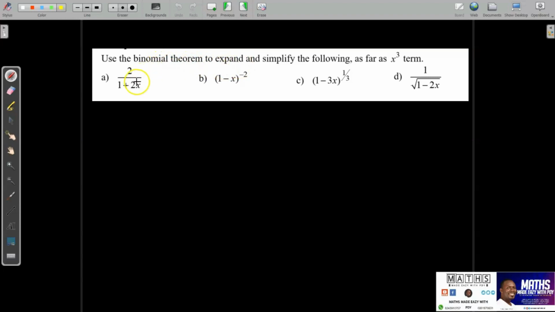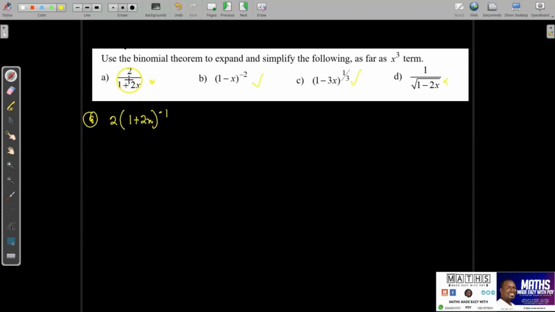Sometimes they will ask you to expand this as far as the x cubed term without being told what to do. You should know how to write this specifically here in other forms. This one is in a form you can easily work. But this and that, you need to change them to write them in the power forms. In the power form, this here, the a can be written as 2 multiplying 1 plus 2x to the power negative 1.